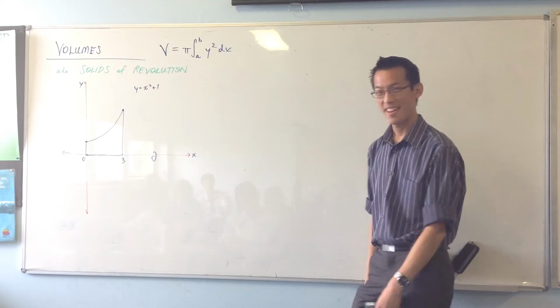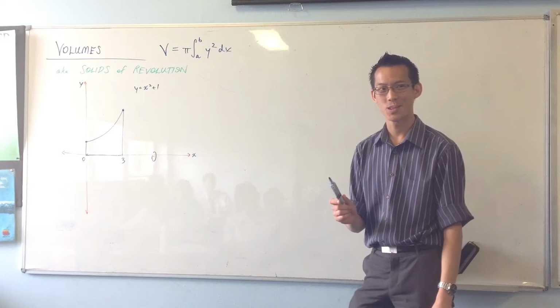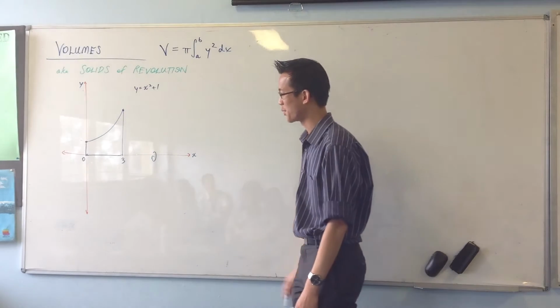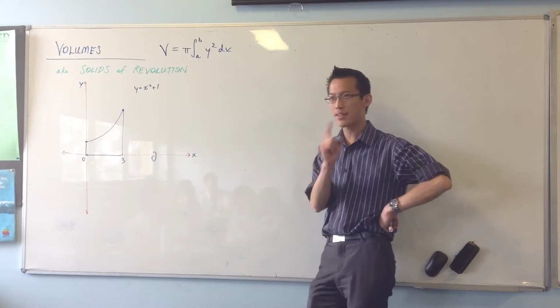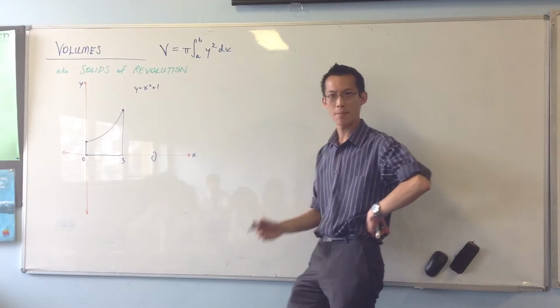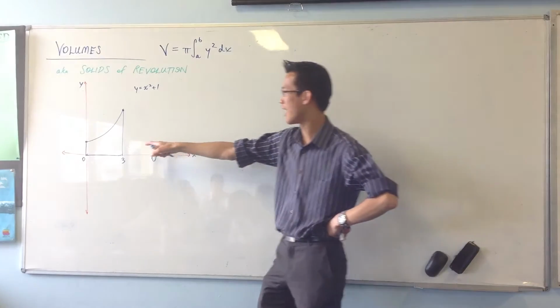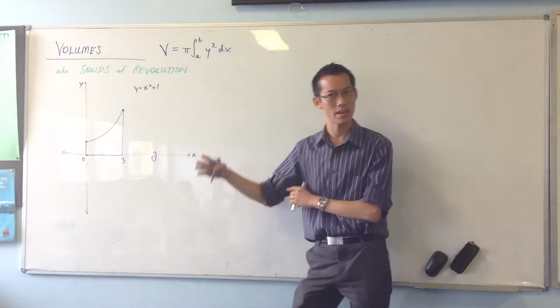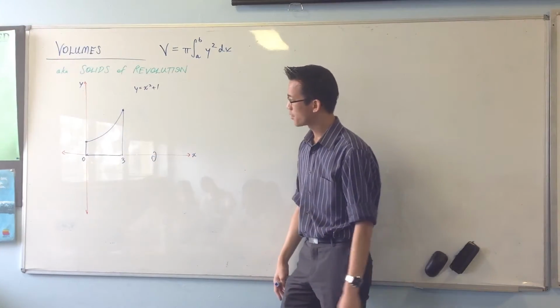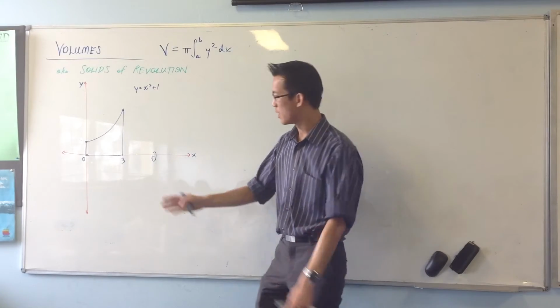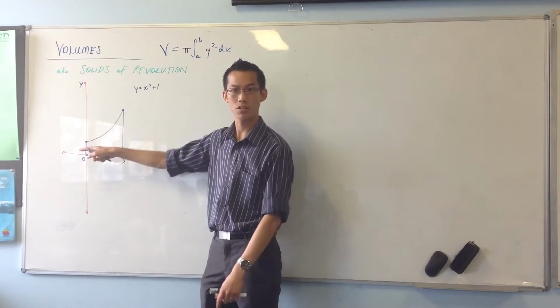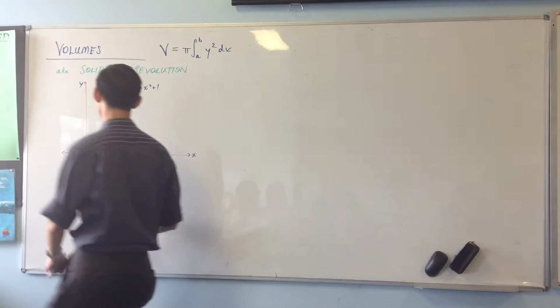What's this volume going to look like when we actually do the revolution? Well, it is very similar to the cone that we had before, but it's kind of chopped off. But unlike a cone, the slant plane is not a straight line, it's curved. So we've got to take that into account. One way to think about it is to take the beginning and draw the circle that comes from that. So it might look something like this.